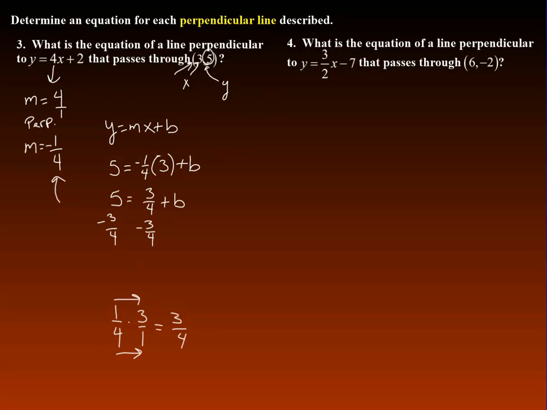Okay, so 5 over 1 minus 3 over 4. Remember that you have to have a common denominator, so that means this 1 needs to be multiplied by 4. But if I do it to the bottom, I'm going to have to do the same thing to the top. So this gives me 20 over 4 minus 3 over 4. And now we can do 20 minus 3 is 17. And the denominator doesn't change. So we get 17 over 4 equals b.